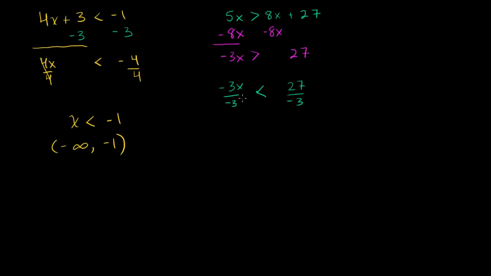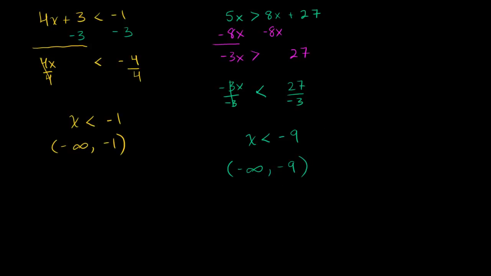But anyway, negative 3x over negative 3. So now that we divided both sides by a negative number, by negative 3, we swapped the inequality from greater than to less than. And on the left-hand side, the negative 3's cancel out. You get x is less than 27 over negative 3, which is negative 9. Or in interval notation, it would be everything from negative infinity to negative 9, not including negative 9.